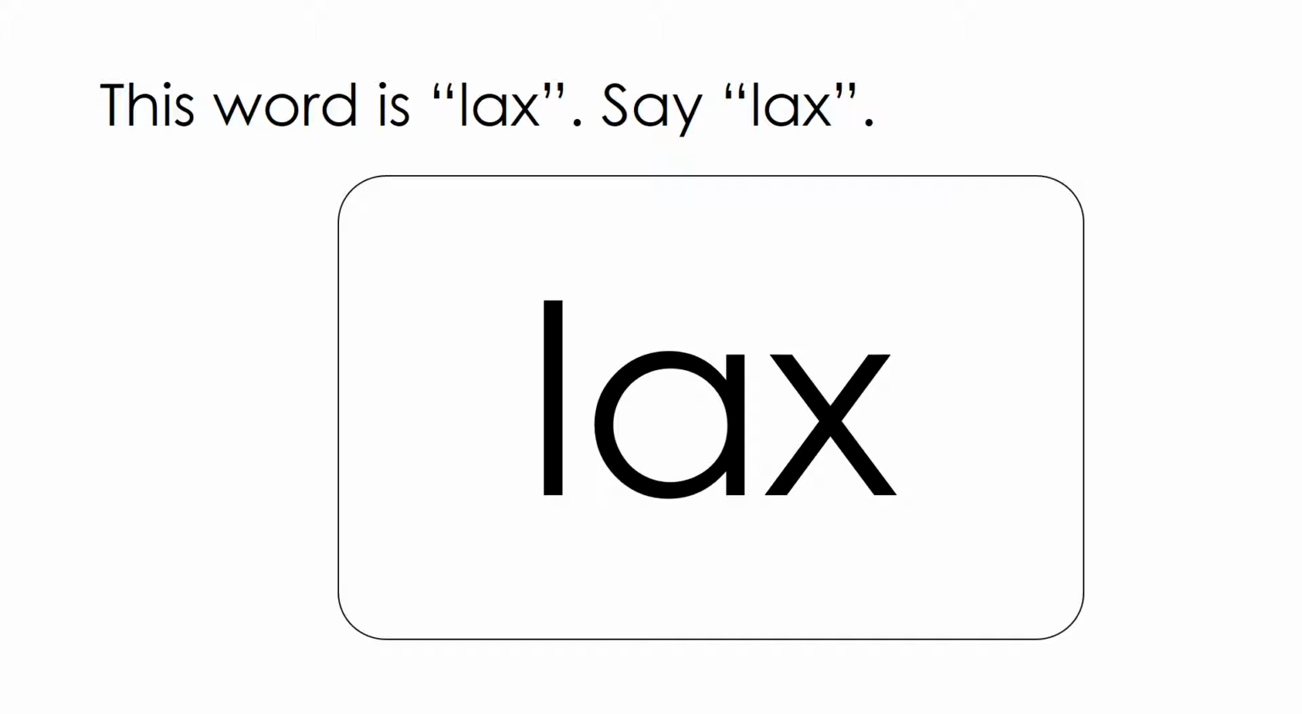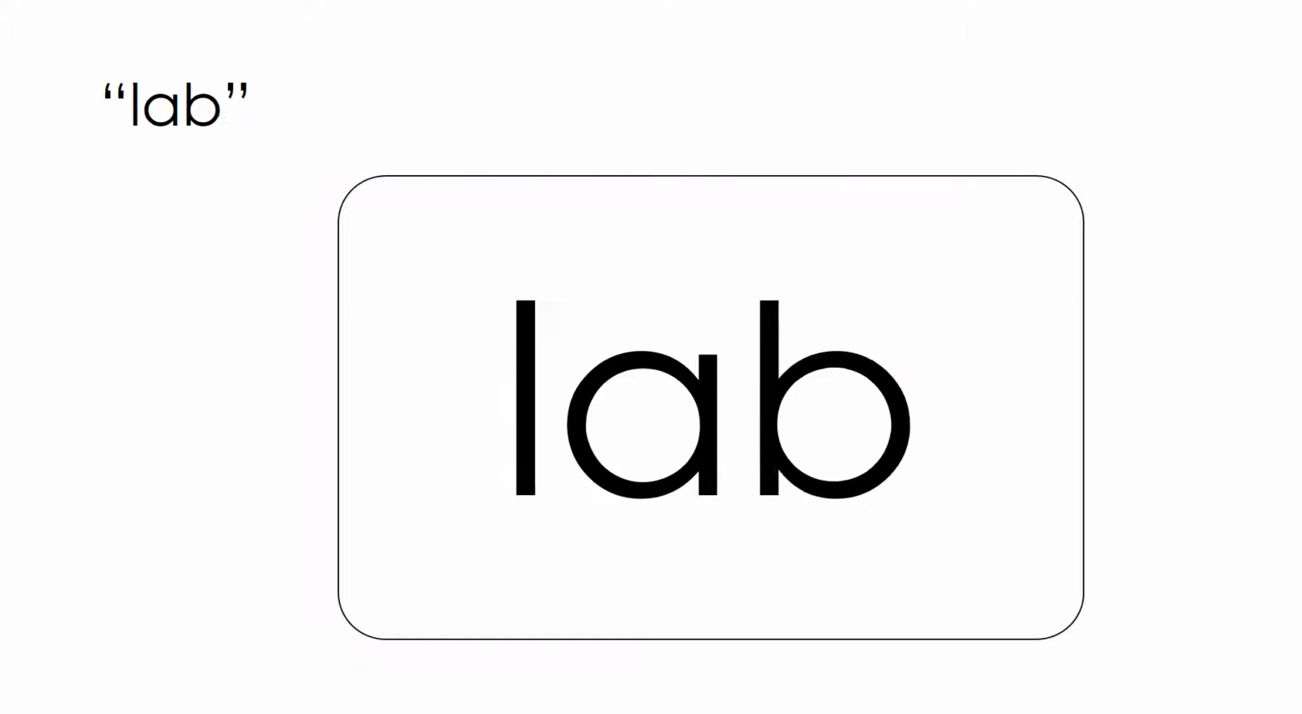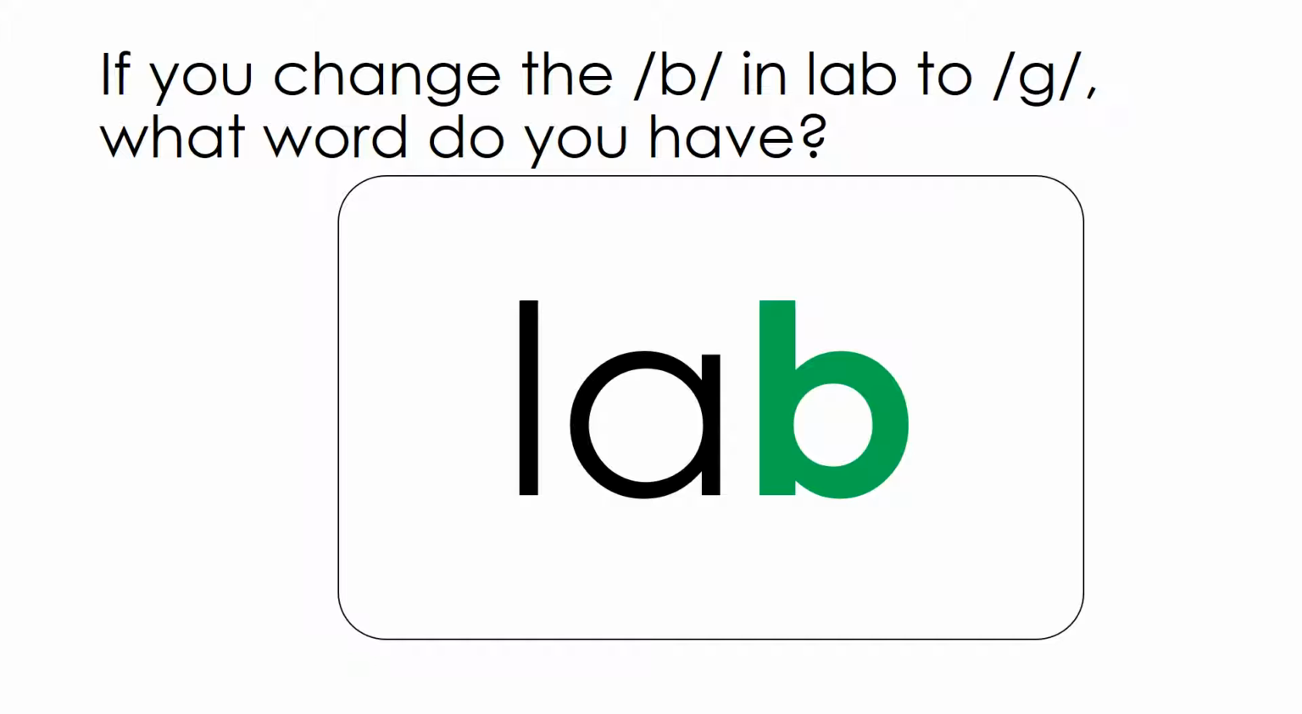This word is lax. Say lax. If you change the X in lax to B, what word do you have? Lab. If you change the B in lab to G, what word do you have? Lag.